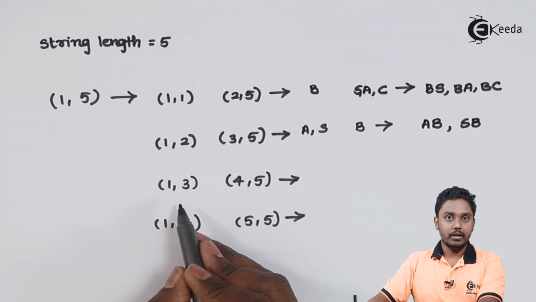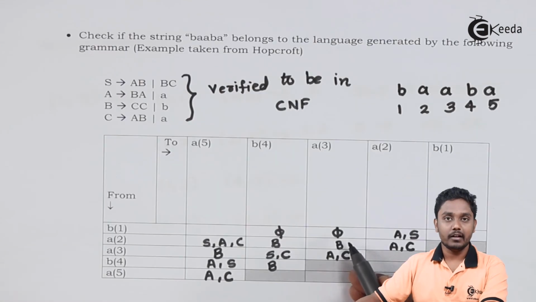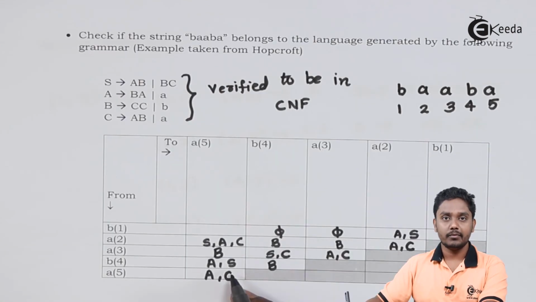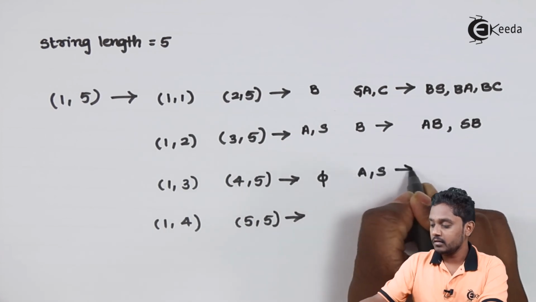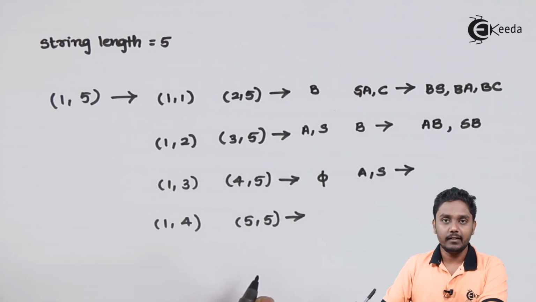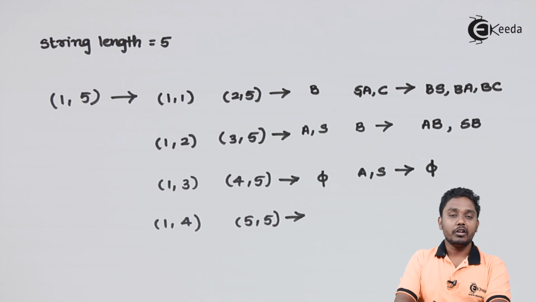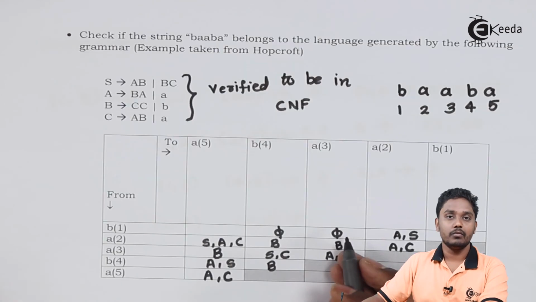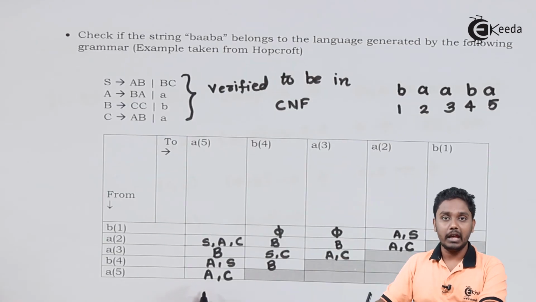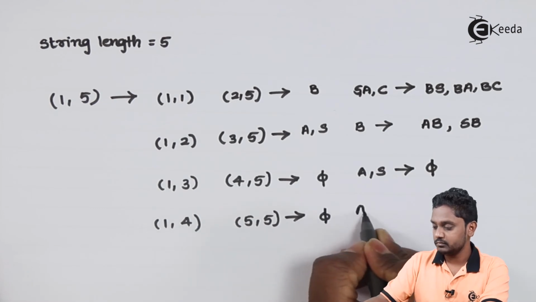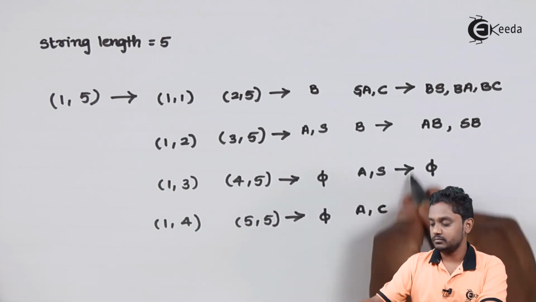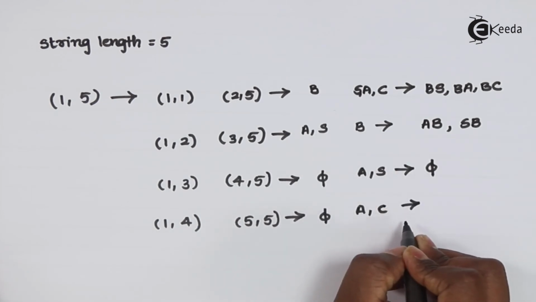Let us check 1 3 and 4 5. 1 3 is null, 4 5 is A or S. This would eventually give us null. Let us check now 1 4 and 5 5. 1 4 is null, 5 5 is A or C, which would eventually give us null.